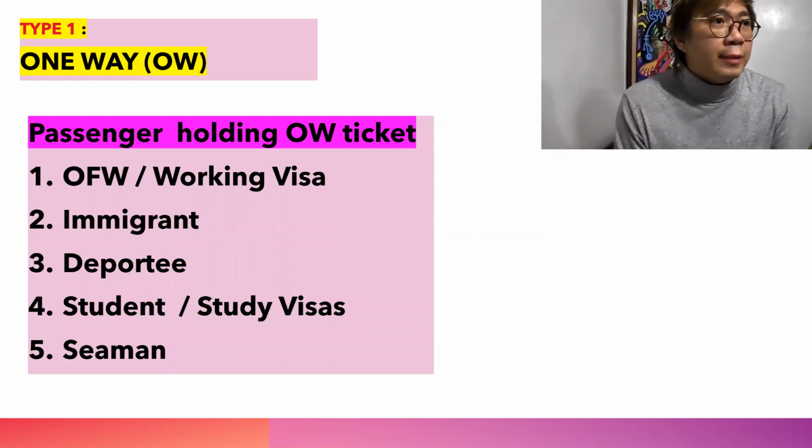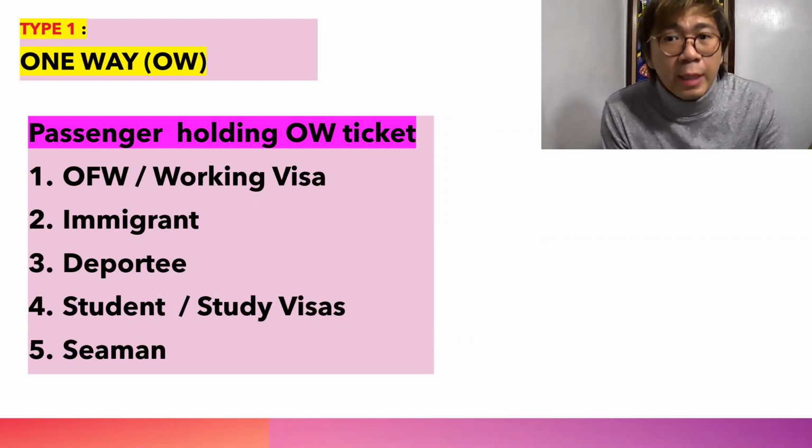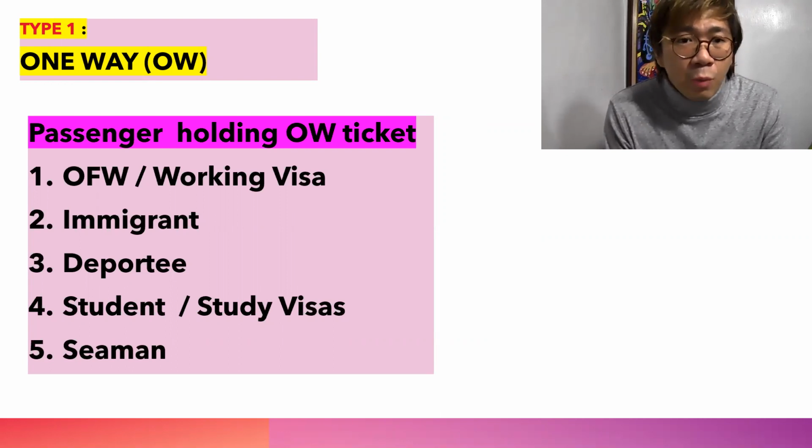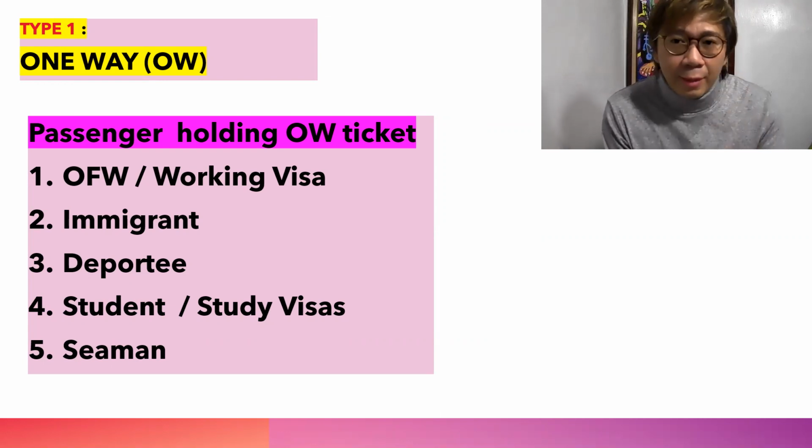Next, who are entitled for a one-way visa, one-way ticket? So sino pwedeng bumili or pwede mag-present ng one-way ticket sa airport? So ito po, number one, ang mga pwedeng bumili at pwede tayo mag-issue ng one-way ticket at pwedeng mag-present ng one-way ticket sa kanilang immigration is OFW, working visa. Provided that they have the working visa plus the contract. For Middle East country, they have to show the contract, no? So may contract po yan.